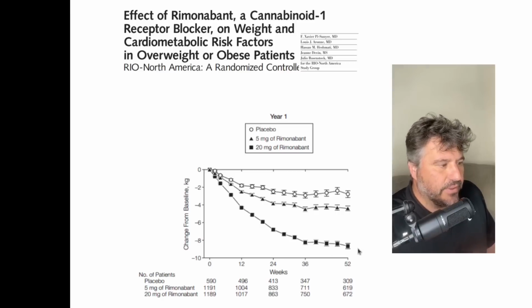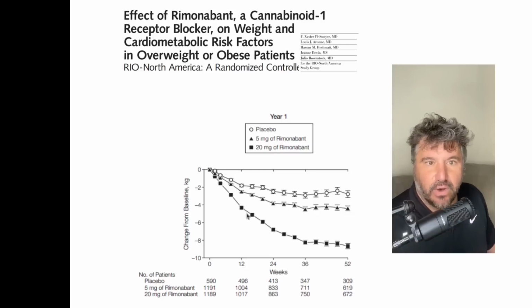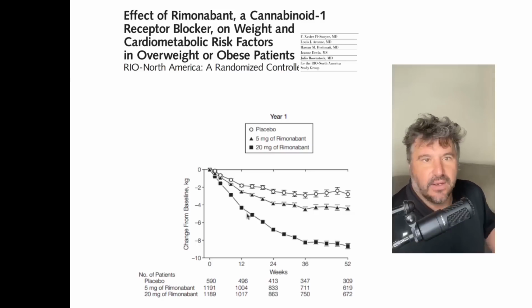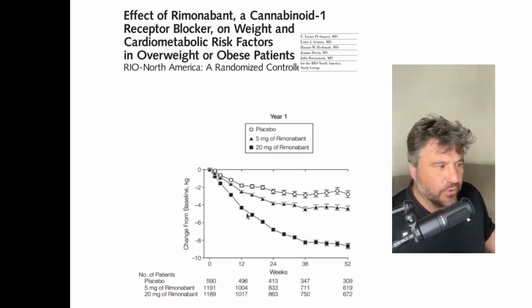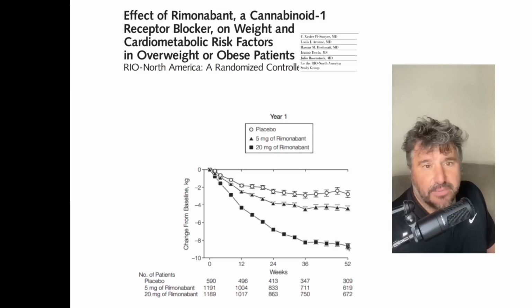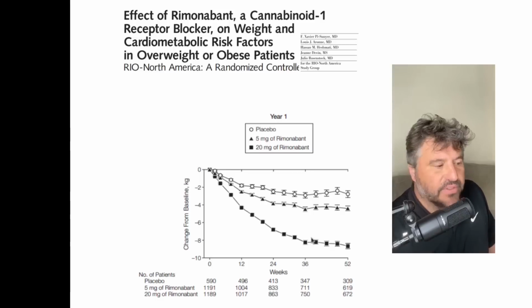And of course, here in the black squares, these were given high dose rimonabant. So they have very low CB1 activity, very low endocannabinoid activating those cannabinoid receptors. And they lost about 20 pounds within the first 36 weeks of the study, and they kept that weight off.